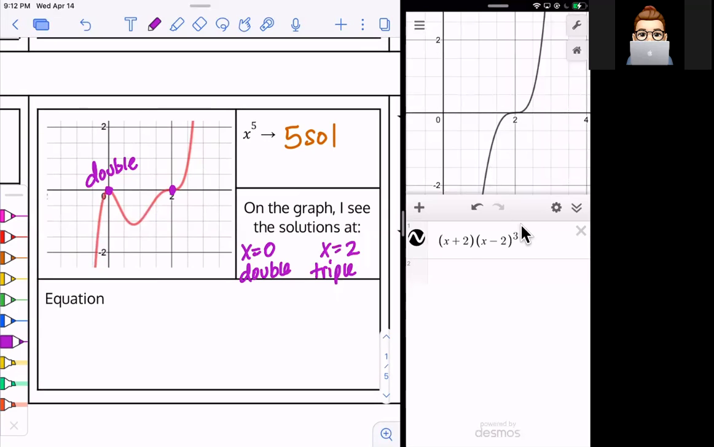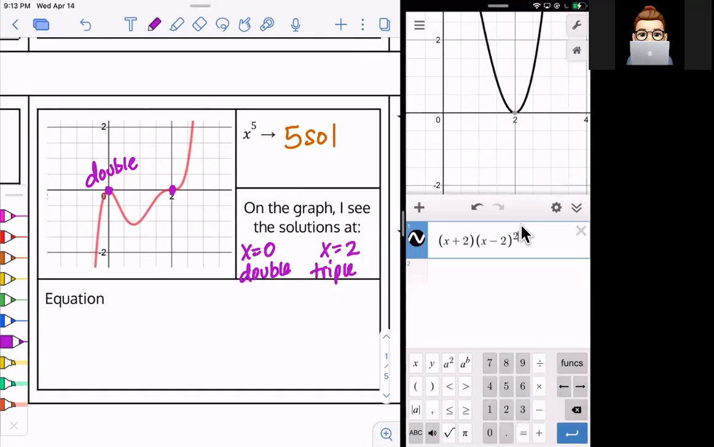When it's a double root, it just bounces. But when it's a triple root, it makes this shape here, right? So a triple root looks like that. Even if the graph is negative and it's going down, it still makes that same shape. So we have a double root right here, and we have a triple root right here.